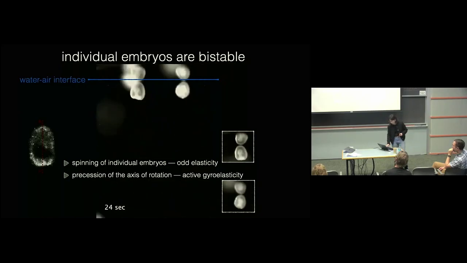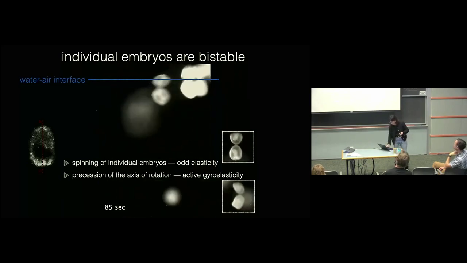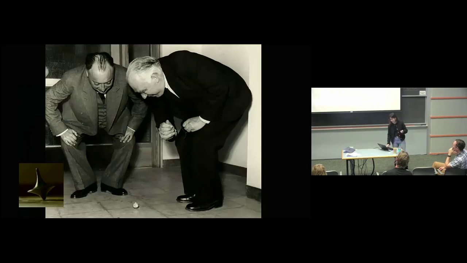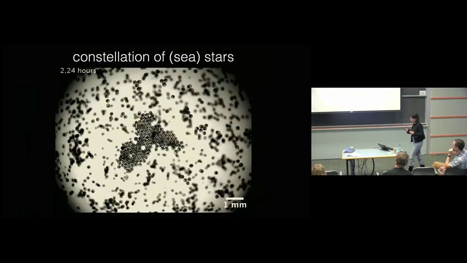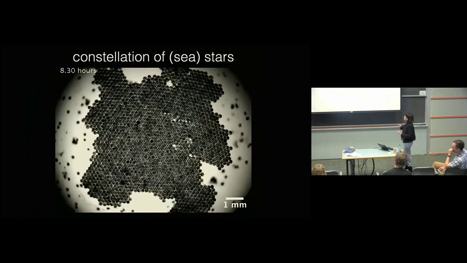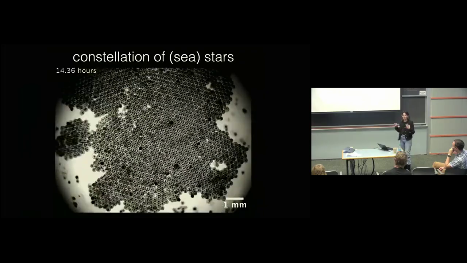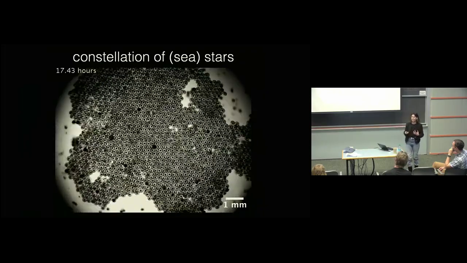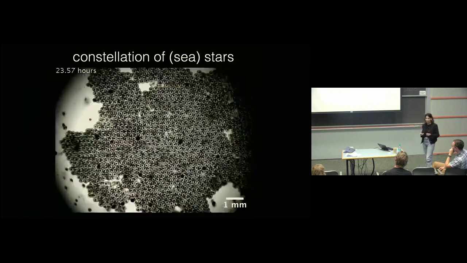Okay, so we have these chiral swimmers, we have these spinners. What do we do with them? We decided to put a large number of them together. I think this video has been shown a few times, so I'm just going to very briefly show you that you can get a large collection of them. It's a very striking video. You can see a lot of them come together to form what we call a living chiral crystal structure.